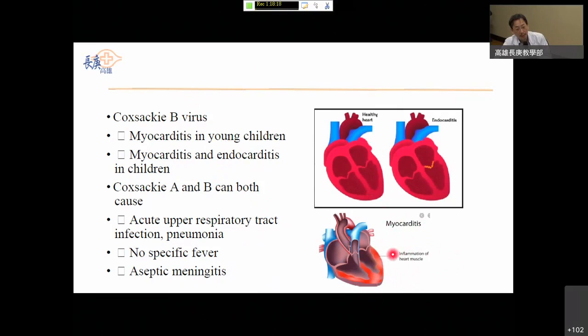And of course, if the heart muscles have inflammation, it might cause pumping dysfunction. In a worse situation, the heart will just not pump. So it's very, very severe. Both Coxsackie A and Coxsackie B virus can cause symptoms and signs of upper respiratory tract infection, pneumonia, non-specific fever, or aseptic meningitis as well. Always keep this in mind.